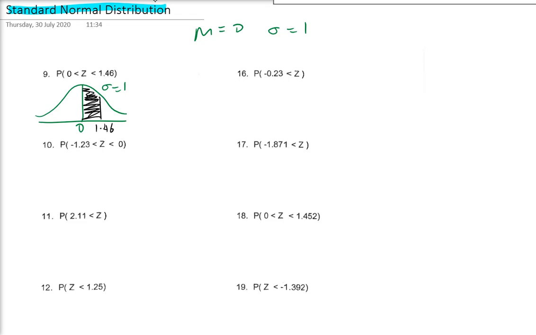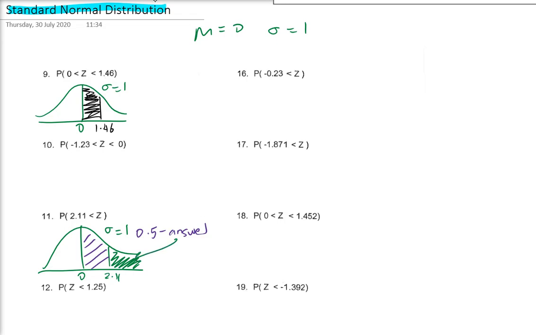This one here, you've got the probability that Z is greater than 2.11. So there's 0, there's my standard deviation of 1, there's 2.11. I'm asked to find this answer right here. Although that's a really poorly drawn normal distribution curve, you're not marked on that, you're just marked on can you find the answer. Now remember, to find the answer here, you're going to find this purple answer, then you're going to go 0.5 minus my purple answer, and that'll give you the green answer.